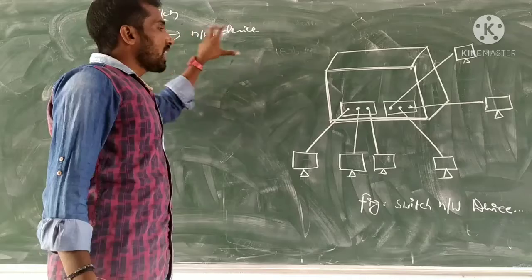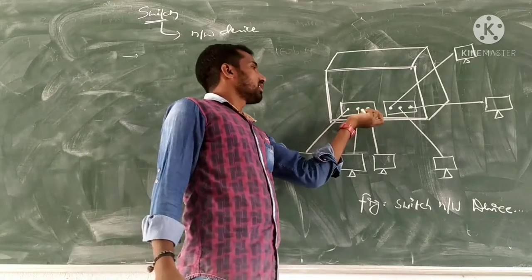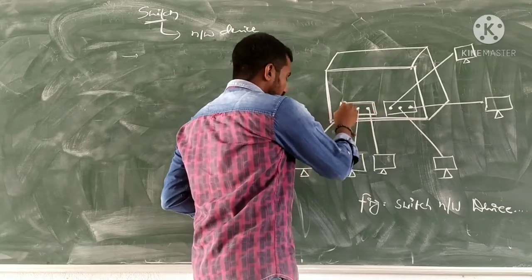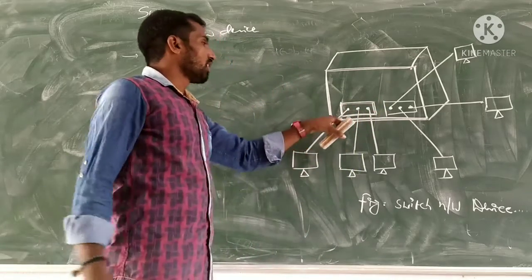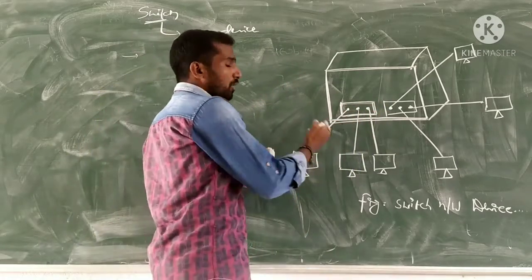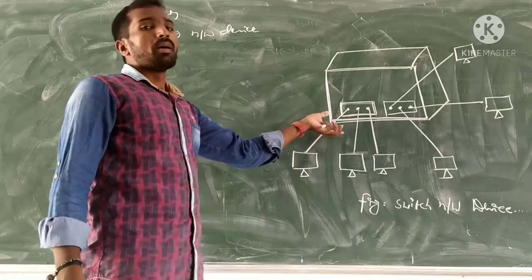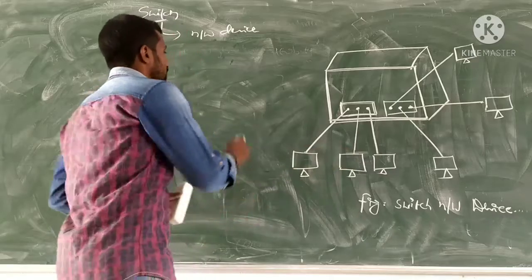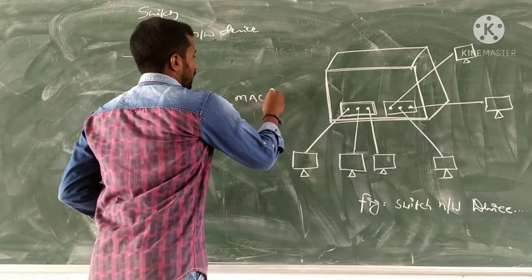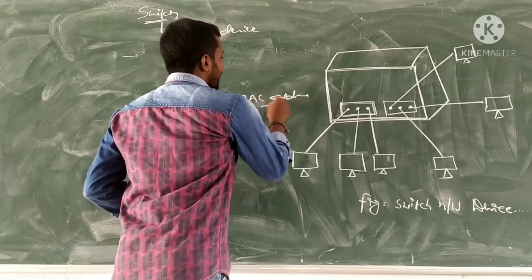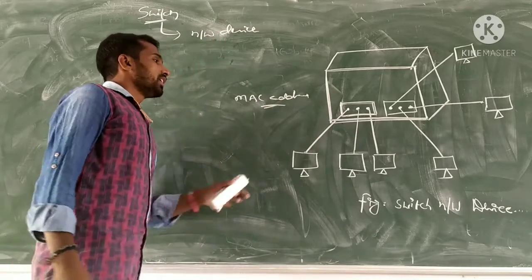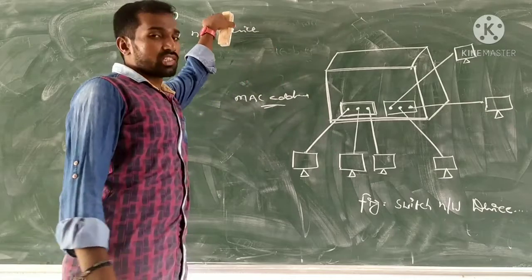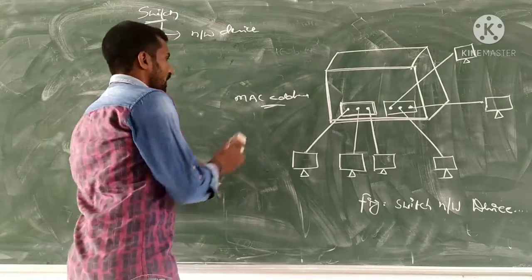And this switch has ports. These ports are connected to individual computer devices. Every individual computer device is connected with a MAC address. Every computer has its own MAC address. It is the internet ID of the individual system connected to the network by using the switch network device.